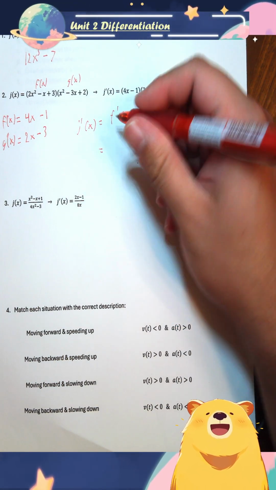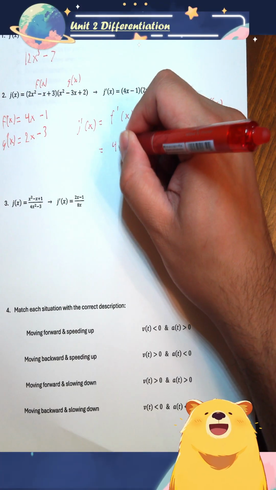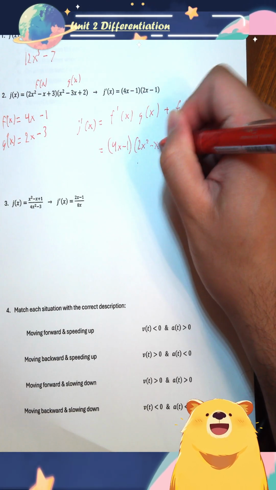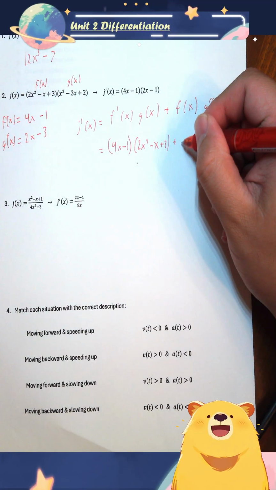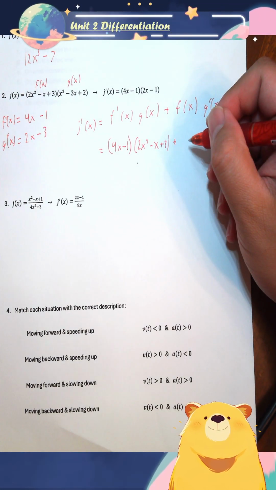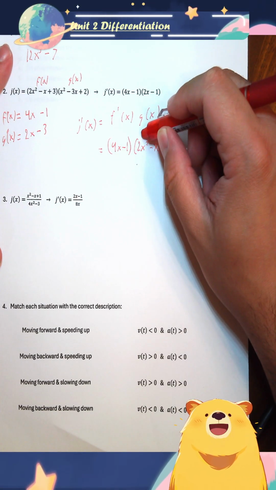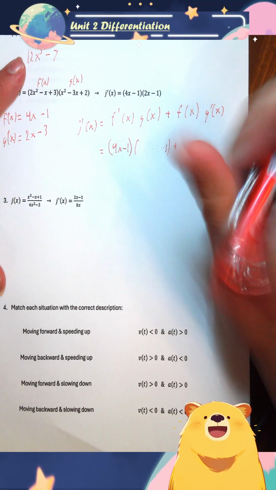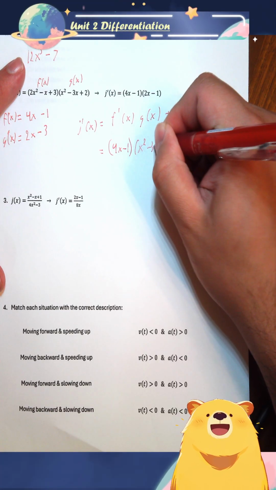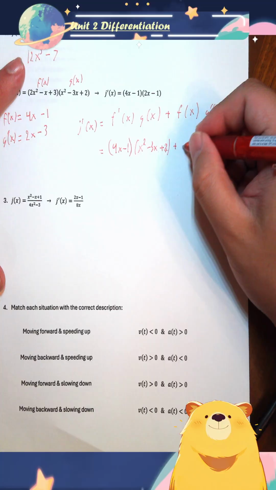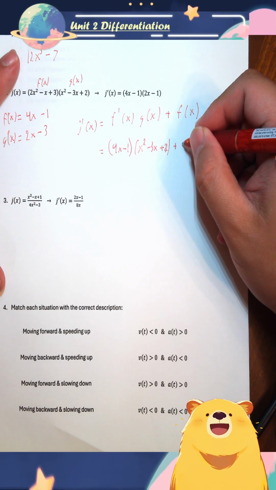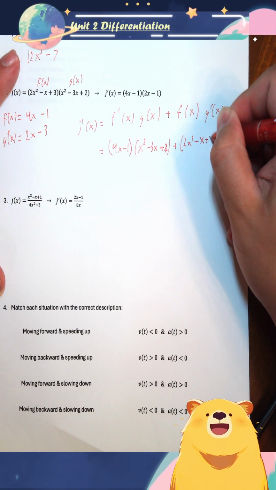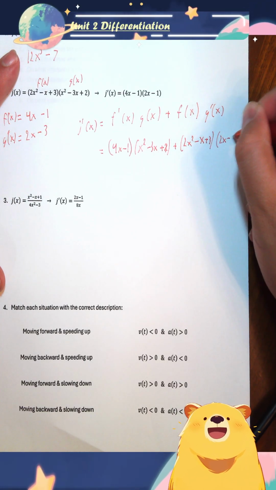So the answer should have been 4x minus 1, 2x squared minus x plus 3, plus... Oh wait, I copied that down wrong. I copied f of x instead of g of x. x squared minus 3x plus 2. And then we have 2x squared minus x plus 3 times g prime, which is 2x minus 3.